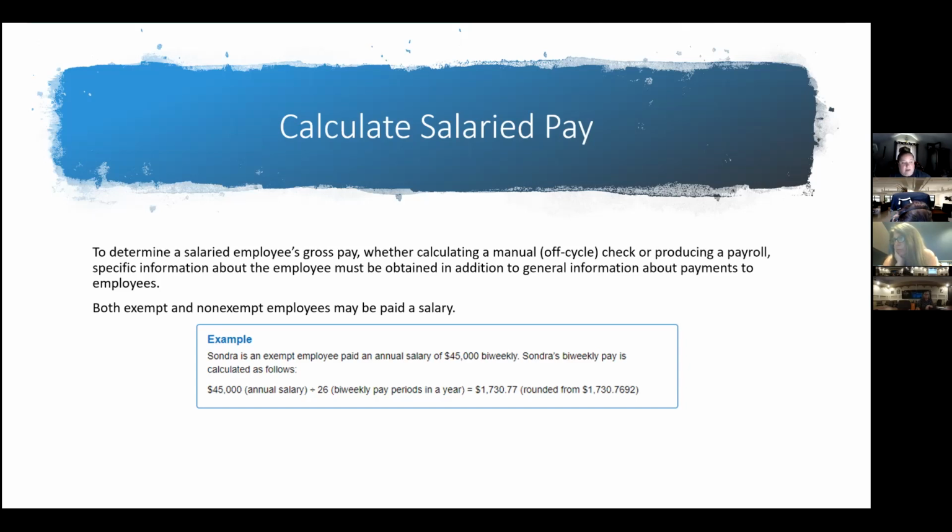So her biweekly pay would be calculated as her total annual wage, $45,000 divided by 26 biweekly pay periods in a year, and we would get $1,730.77.